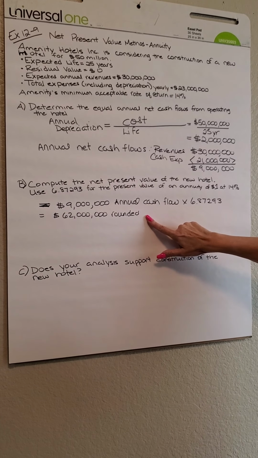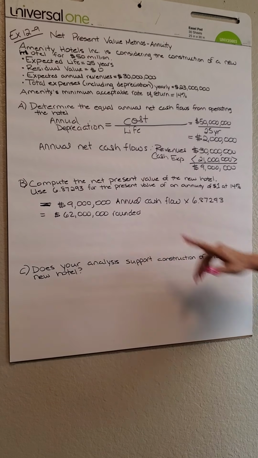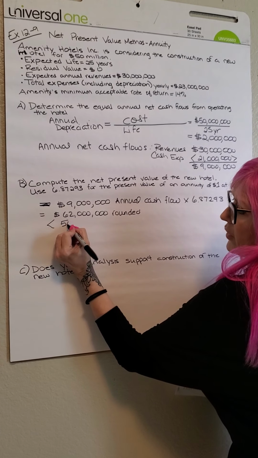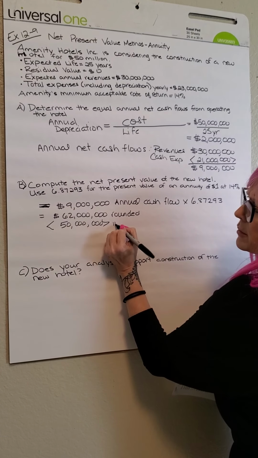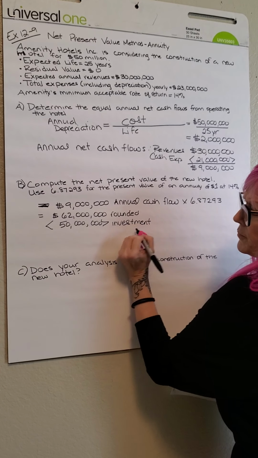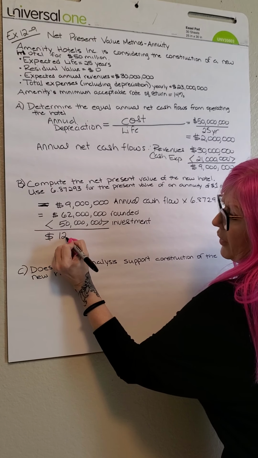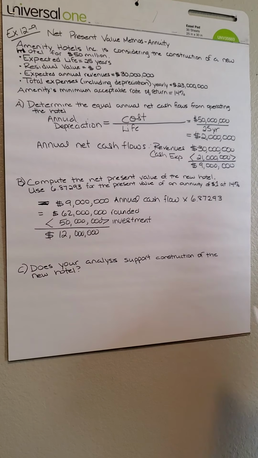That's going to be the present value of these annual payments. And then from that, we're going to subtract the $50 million investment. And so we're going to see that we actually have a present value that is $12 million more than the initial investment.